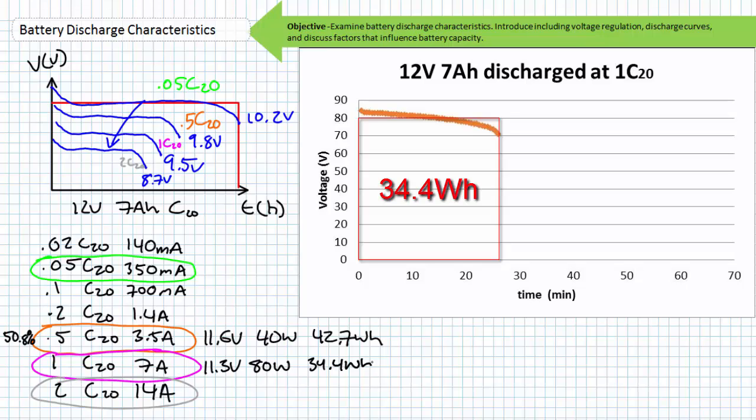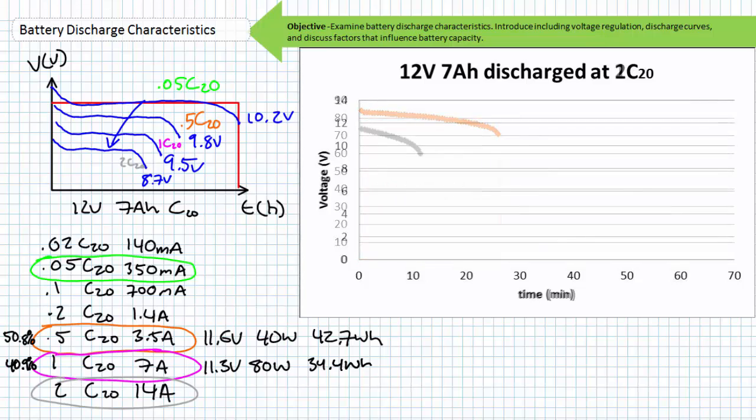This is less than the 42.7 watt-hours of energy we obtained during the 0.5 C20 test and substantially less than the nominal value of 7 amp-hours at 12 volts, or 84 watt-hours of energy, but to be entirely expected. In this case, we were only capable of extracting around 40.9% of the available energy because at such high discharge rates, we weren't using it efficiently.